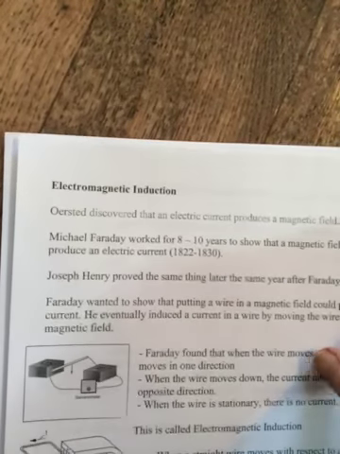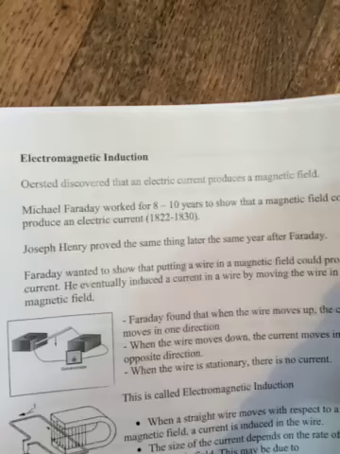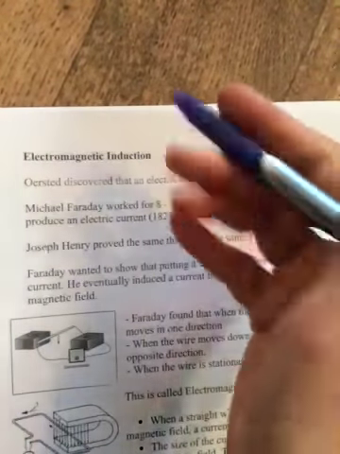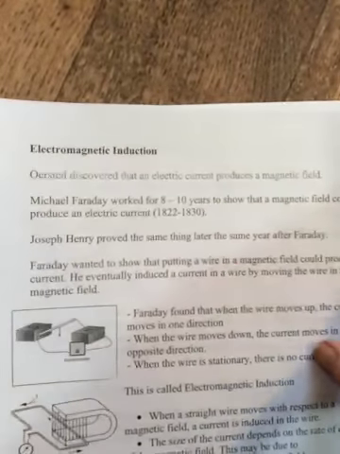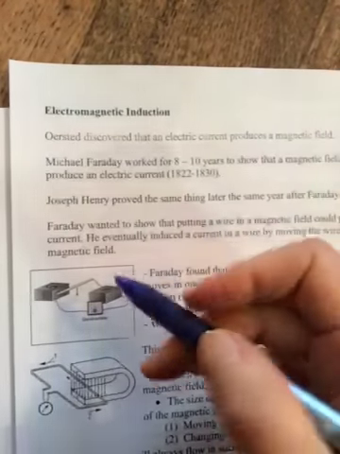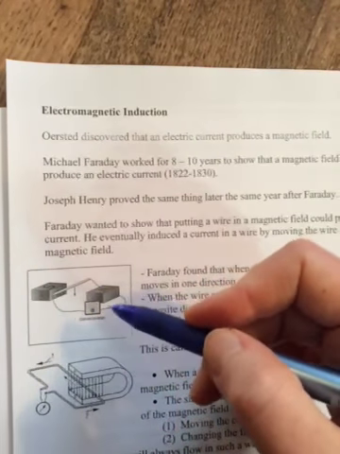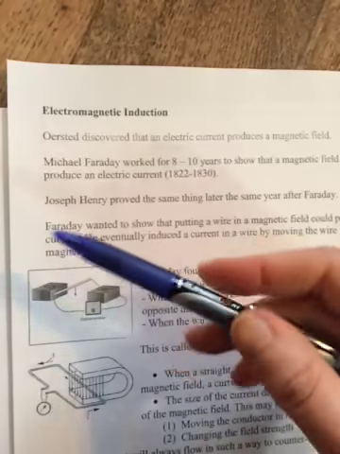Okay, before we go over the homework I assigned last night, I'd like to finish going over what we were talking about yesterday in class. So we were talking about electromagnetic induction and how Faraday found that when he moved a wire in a magnetic field, the wire would register that there was a current flowing through it.